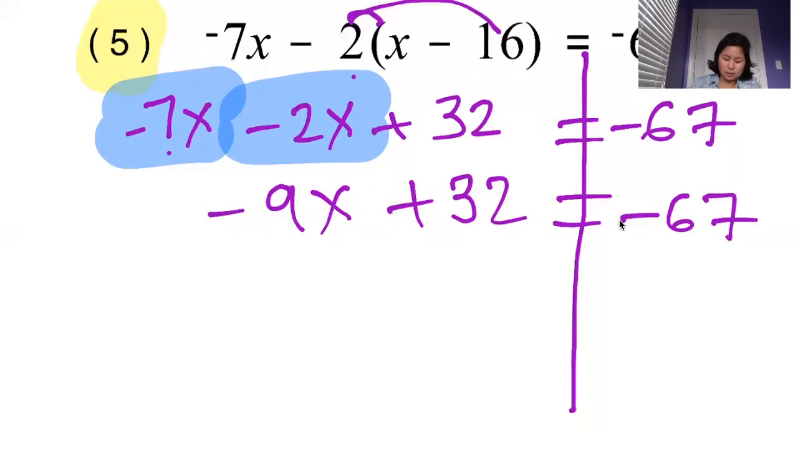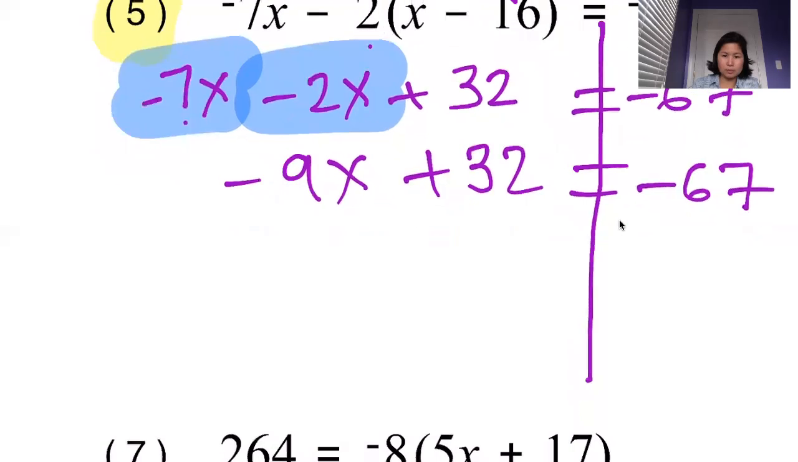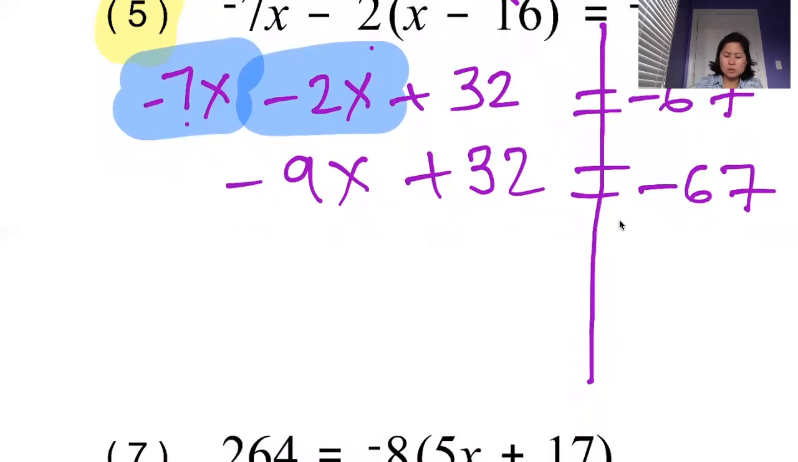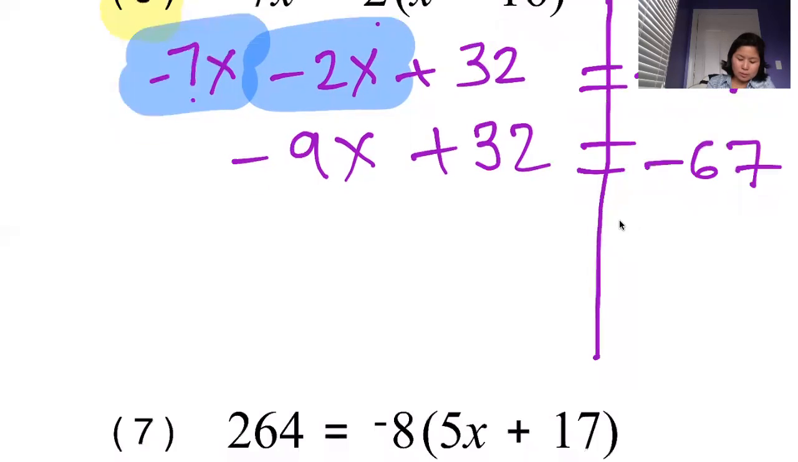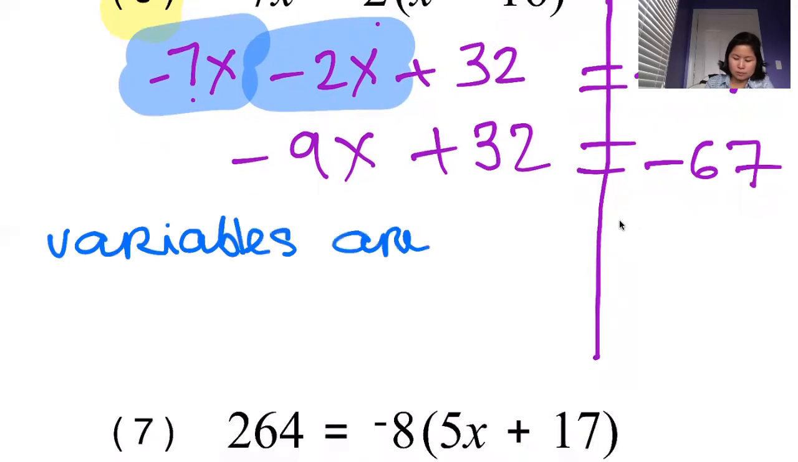Before I look at the last type of problems, I just want to remind you, you will run into special cases. Why did I use yellow? Sorry. You may run into this one. It's called special cases, where the variables cancel out. You will have that one objective where the variables cancel out.